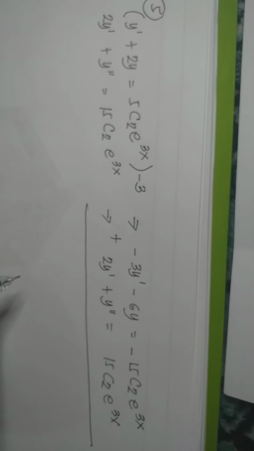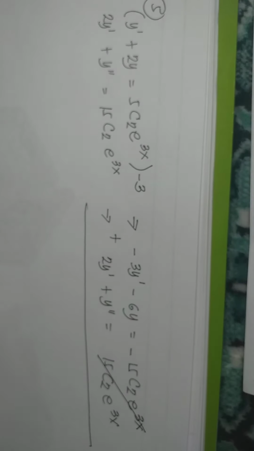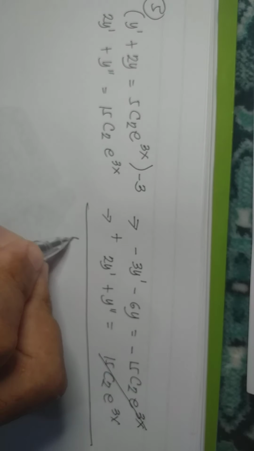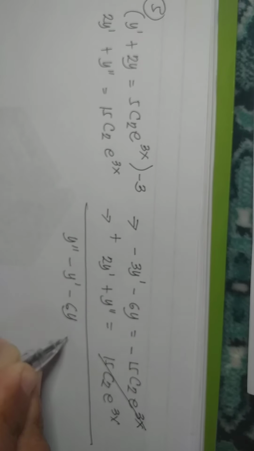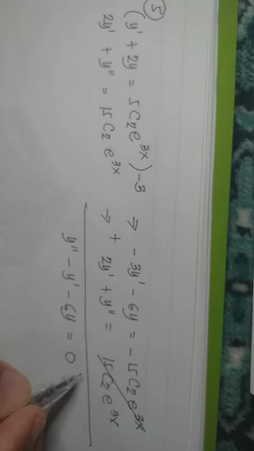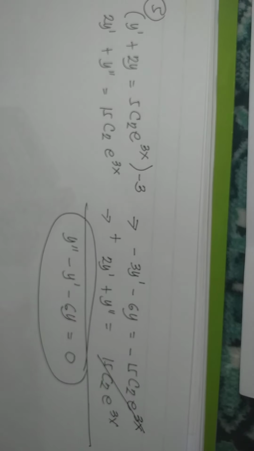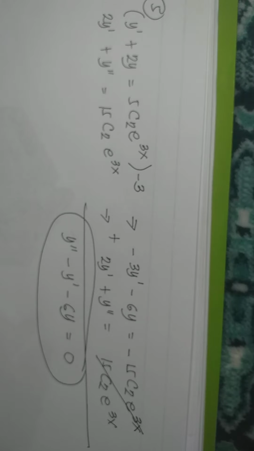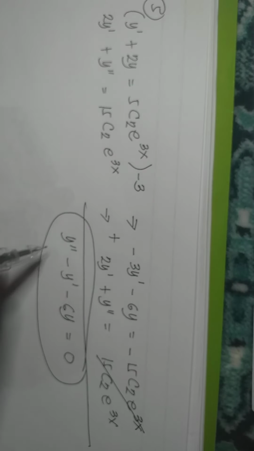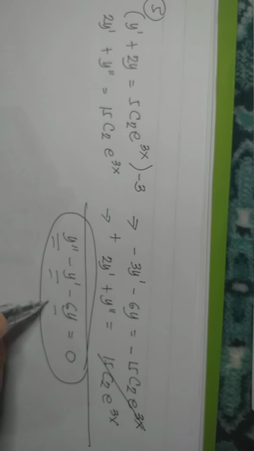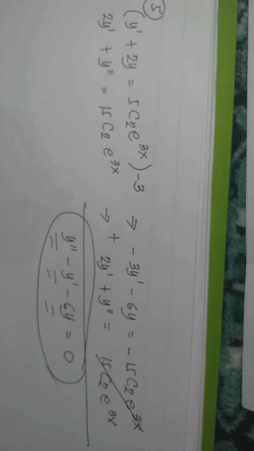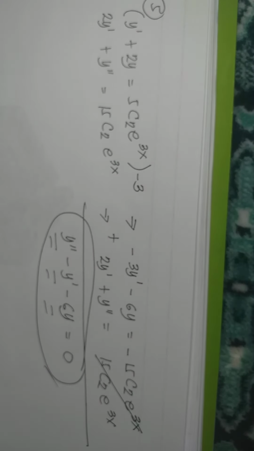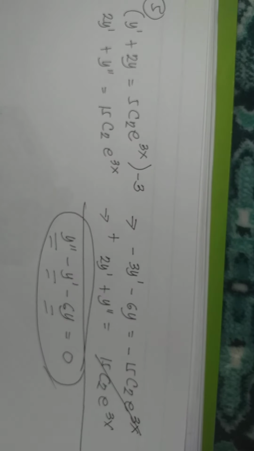Again, add. So this cancels out entirely. So we have y double prime minus y prime minus 6y equal to 0. We now have an equation free of any arbitrary constant. And if you'll notice, we have a differential equation. So that is the solution to the problem. This is example number 1. Now let us have example number 2. So what is example number 2?